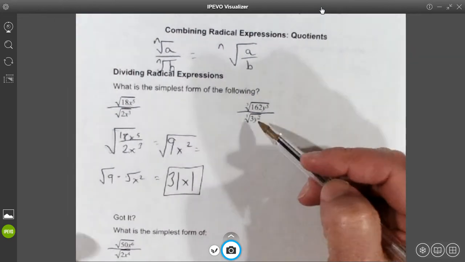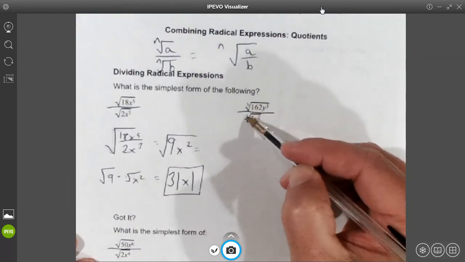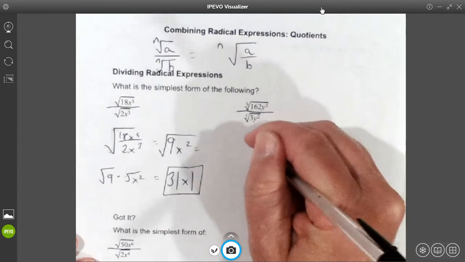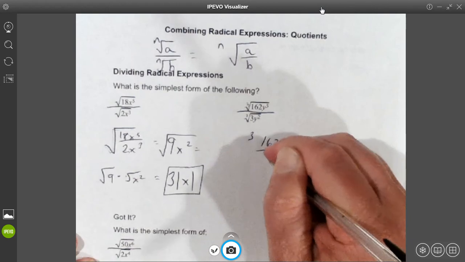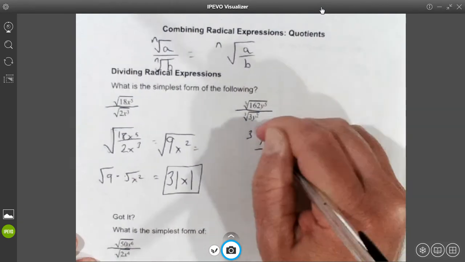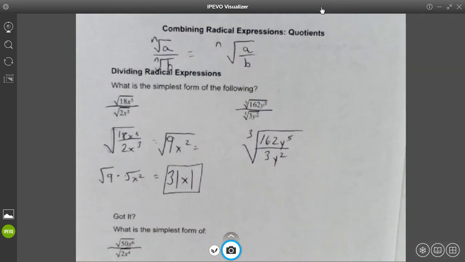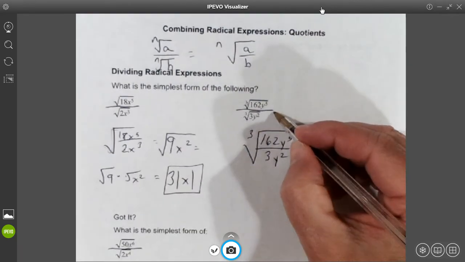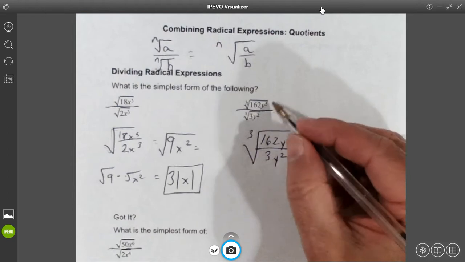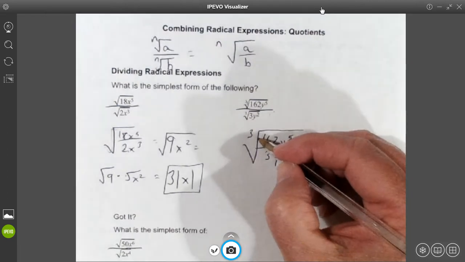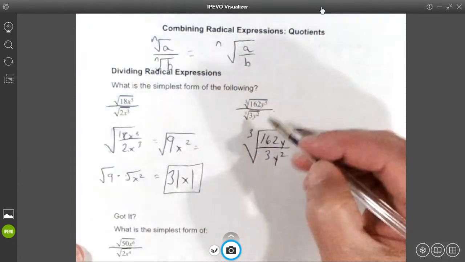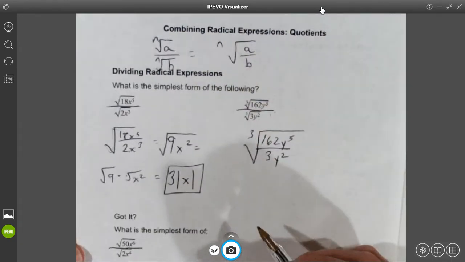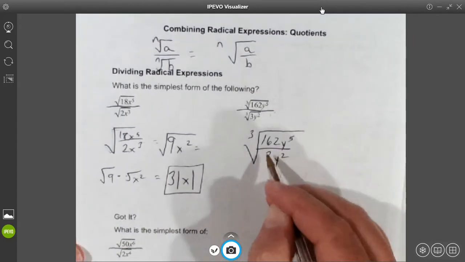Same thing with this one. Now this one is dealing with cube roots, but again, I'm talking about two cube roots. So that means I can write this as one big cube root of 162y to the fifth divided by 3y squared. Before, this was a division problem involving two different cube roots. Now this is a cube root of a division problem. That's just using this property with that as A and that as B. And now I can look and see what I can do.